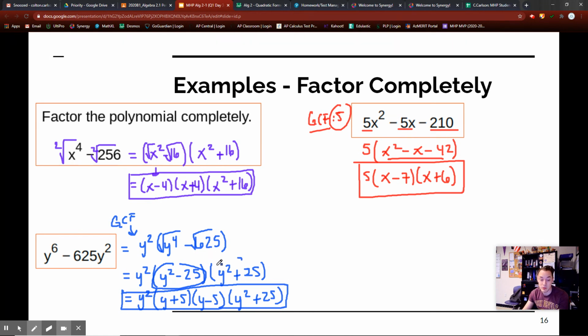Remember, this right here is prime, so you can't do anything more. Same thing with that plus 16. There's no real factor that can do that. There are imaginary factors, but we're not going to get into that, okay?